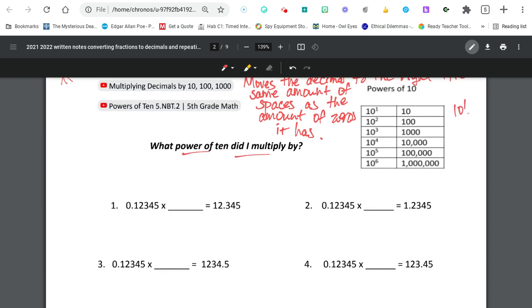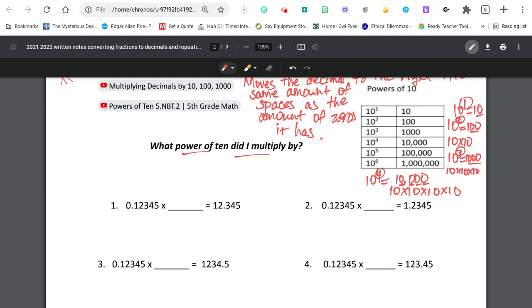10 to the first power is the same as 10, because this 1 just indicates that it has 1 zero. 10 to the second power is the same as 100, because this 2 indicates that it has 2 zeros. Or it's 10 times 10. 10 to the third power is 1,000. This 3 indicates that I have 3 zeros, or it's 10 times 10 times 10. 10 to the fourth power is the same as 10,000. This 4 indicates that I have 1, 2, 3, 4 zeros, or I multiply 10 times 10 times 10 times 10, okay?